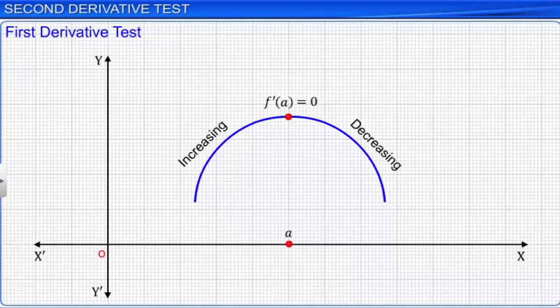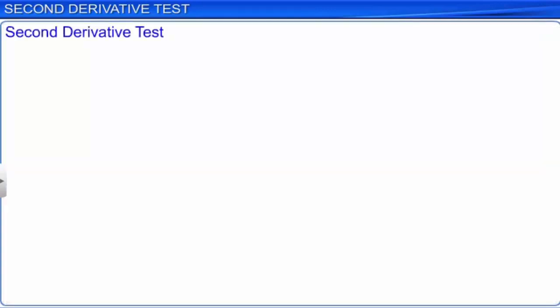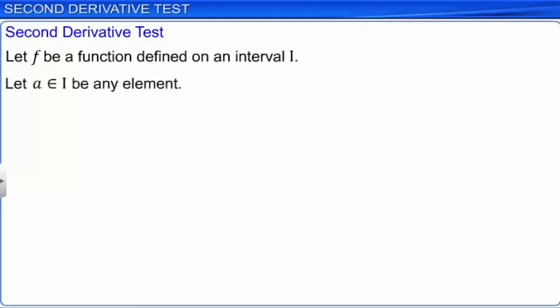In addition to the first derivative test, there is another test known as the second derivative test, which is quite often used to determine the local maxima and local minima of a function. Let's learn about this test in detail. Consider a function f defined on an interval I. Let A be any arbitrary element in the interval I. Let us suppose that the given function f is differentiable at A twice.